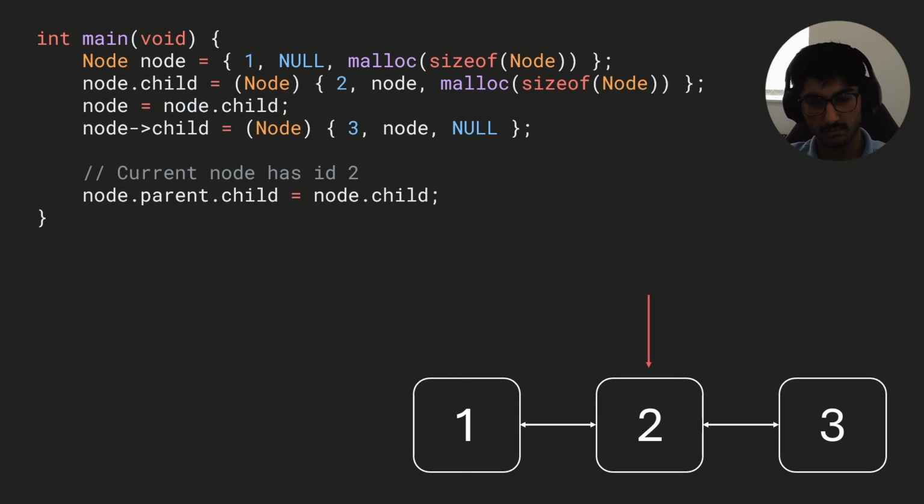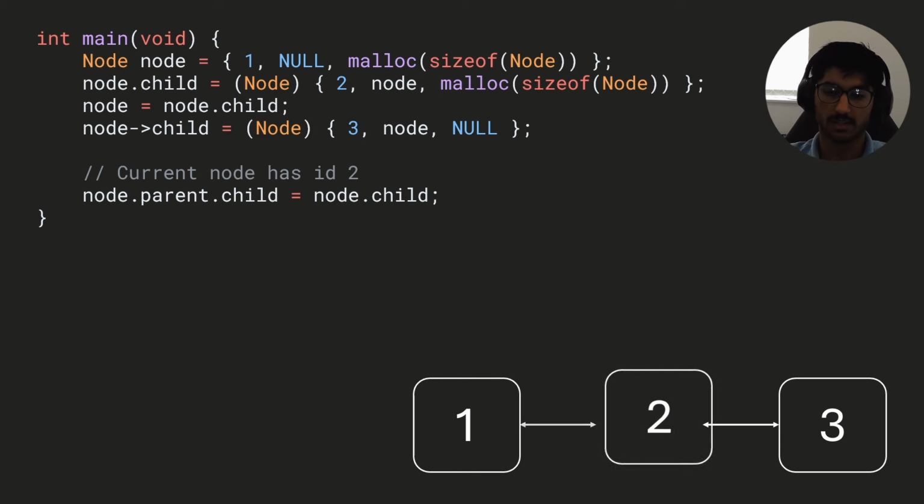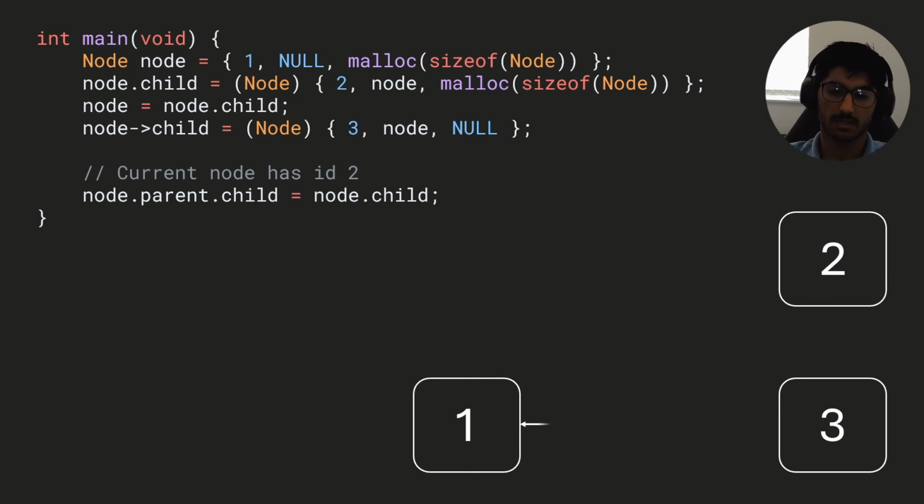In order to remove node 2 from the linked list, the current node is node 2, right? So this node that the red arrow is pointing at is our current node. Node 2's parent pointer points to node 1. The child node is node 3. So what I can do is access node 2's parent node, which is 1, then set its child node equal to node 2's child node, which is 3. So what I've done is I just made node 1's child pointer point to 3 instead of 2, right? So I've effectively removed node 2 from the linked list, and now node 1 and node 3 are directly connected.